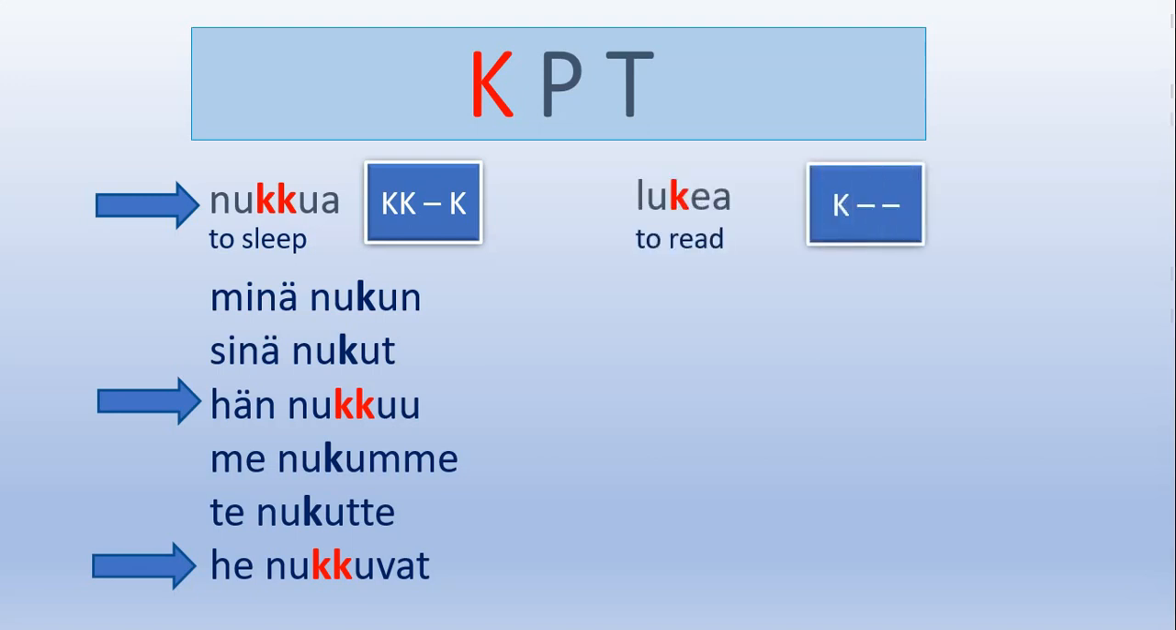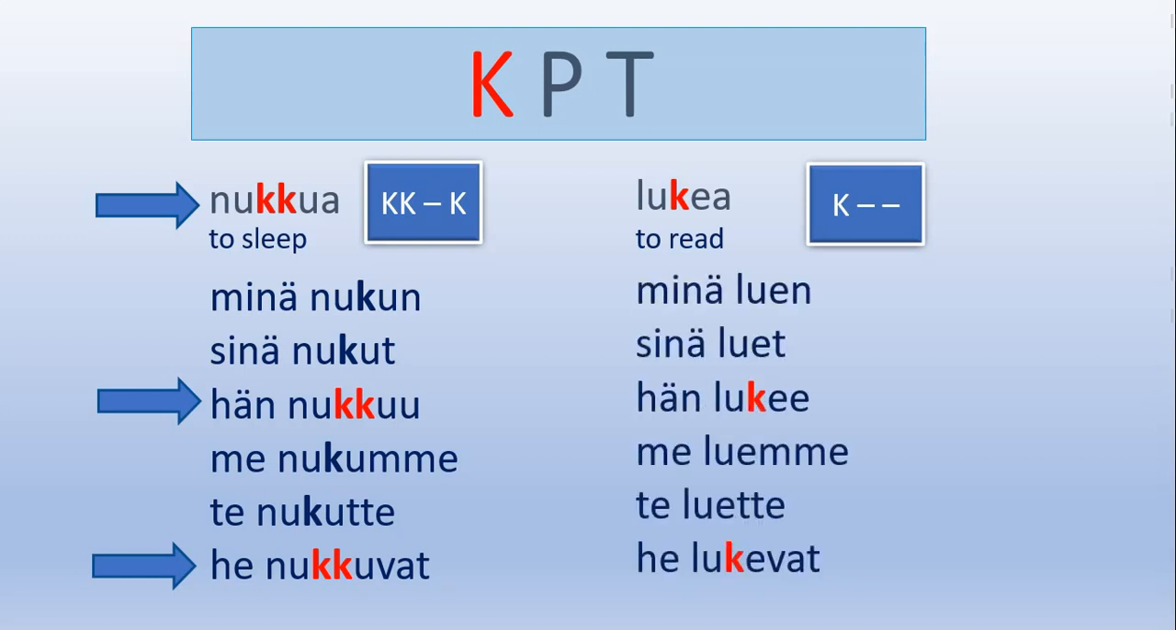Here we have the verb to read, lukea, and you can see that the infinitive, lukea, has 1 K. And what happens here is that the K disappears altogether in the weak form. Minä luen, sinä luet, hän lukee. Me luemme, te luette, he lukevat. And you can see the same pattern here. The infinitive, the third person singular and the third person plural are the strong forms.